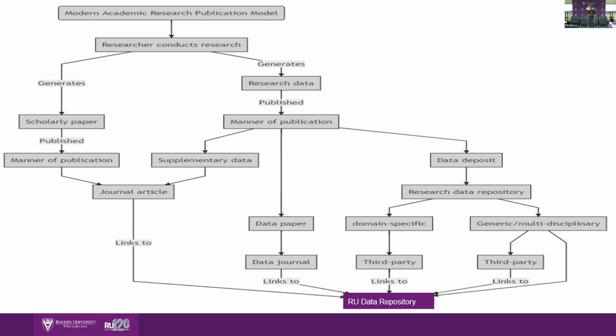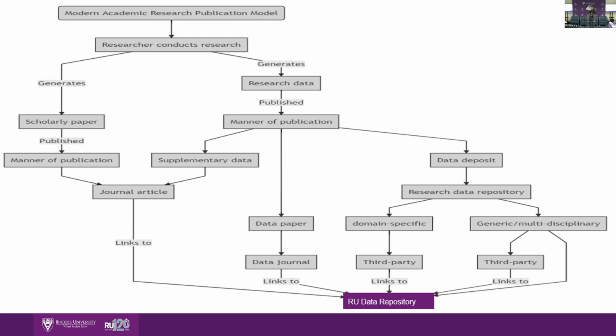And you can find that these can be generic third-party repositories in the sense that they're multidisciplinary. So an example of this is Dryad. It actually takes research data from several disciplines. Or you can have a more discipline-specific one, such as GenBank or the Protein Data Bank. These are all third-party repositories.